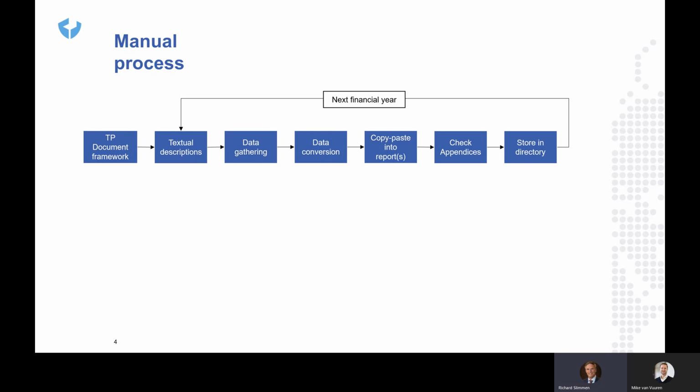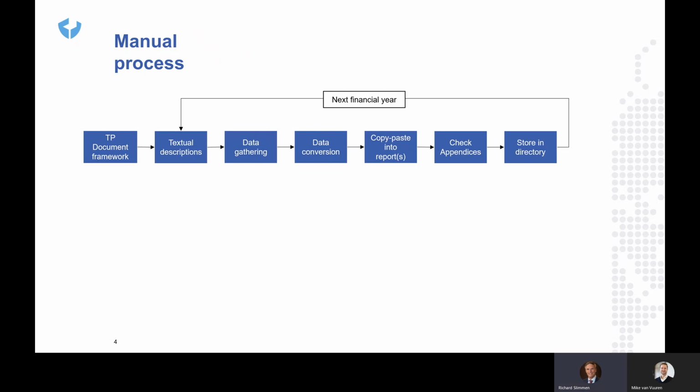And then the sixth step is to check whether all your appendices are still valid and apply. The last step is to save all final reports and appendices in the correct folder on a designated directory to be at hand whenever needed. And this process needs to be repeated for every unique piece of documentation, every year again. And this is often quite a time-consuming exercise.